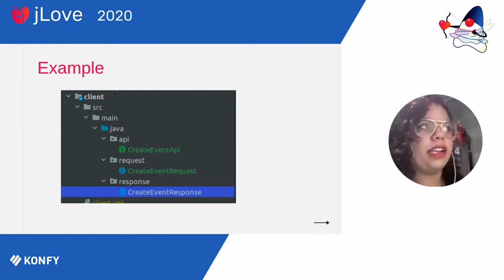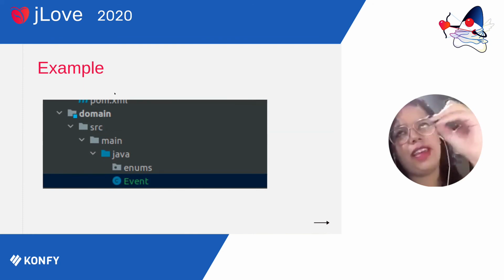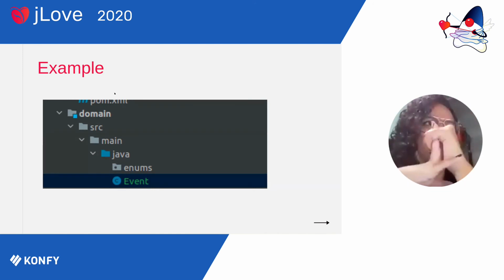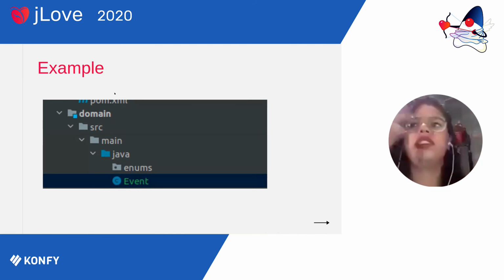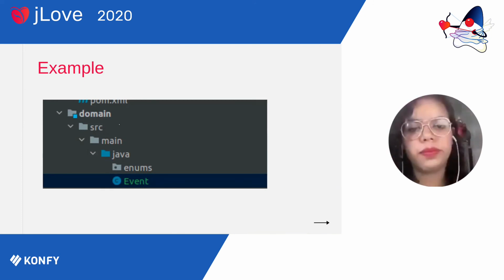In the domain layer, we have the domain objects and some enums. So we have the database and we have domain objects. They sometimes have the same data, but in domain objects, we have just the names and types of what we will use in the application.